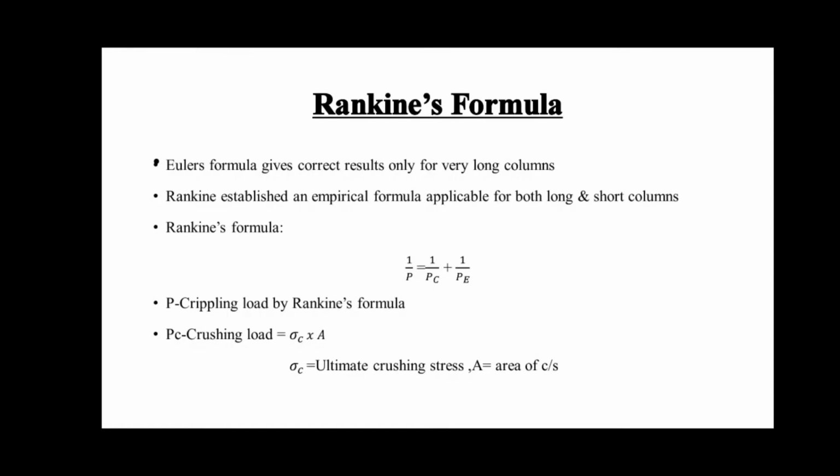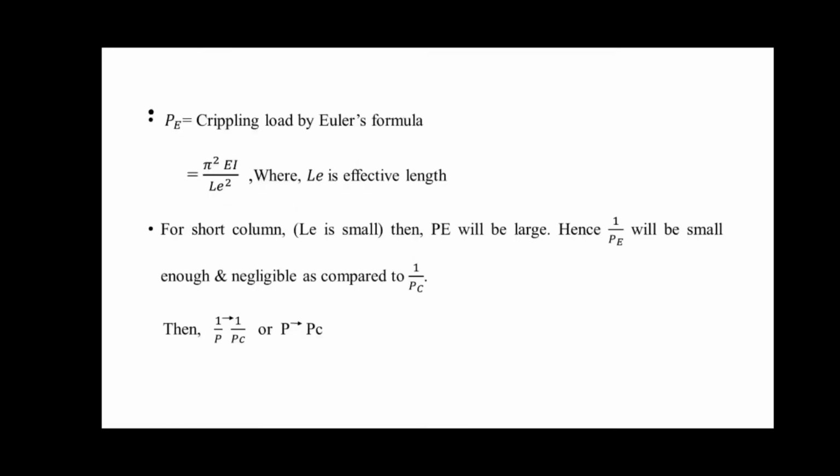is equal to 1 by Pc plus 1 by Pe, where P is the crippling load by Rankine's formula and Pc is the crushing load, that is sigma c into A, where sigma c is the ultimate crushing stress and A is the area of cross section. Then Pe is the crippling load by Euler's formula, that is equal to pi square EI by Le square, in which Le is the effective length.